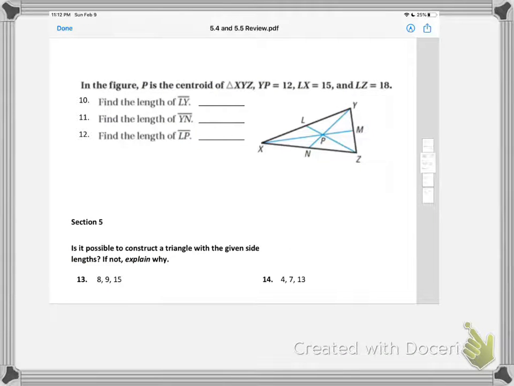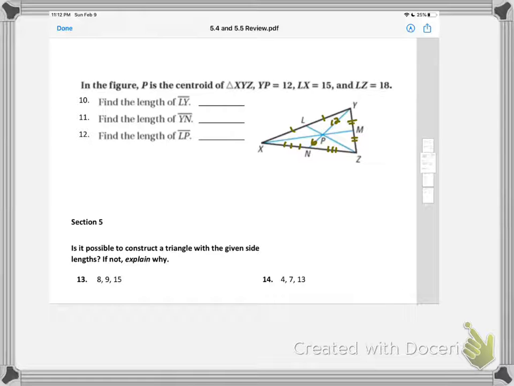Okay, in this problem, they give you information again, so I would annotate your figure with the information before looking at your questions. So P is a centroid, so that means that it divides these sides into equal parts, so I'm indicating that. And now they tell me that YP is 12, so that's from the vertex to the centroid. That's 12. The smaller piece from the centroid to the side of the triangle is half of that, so I know it's 6.